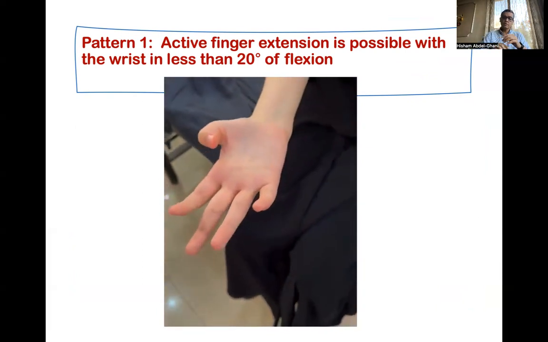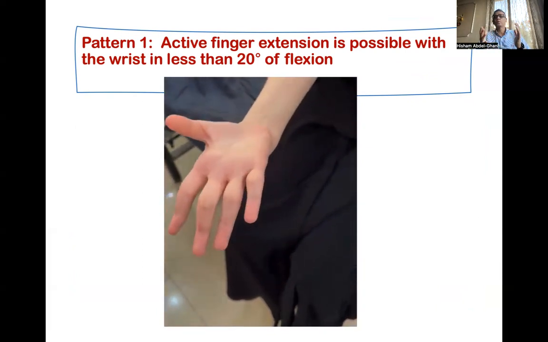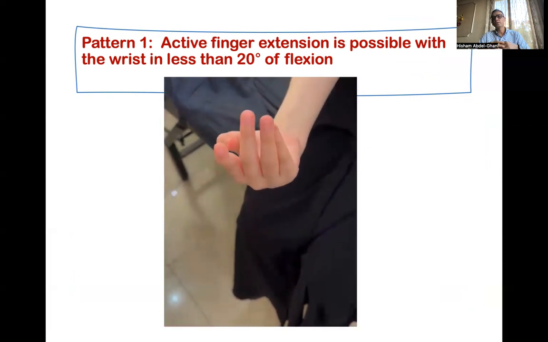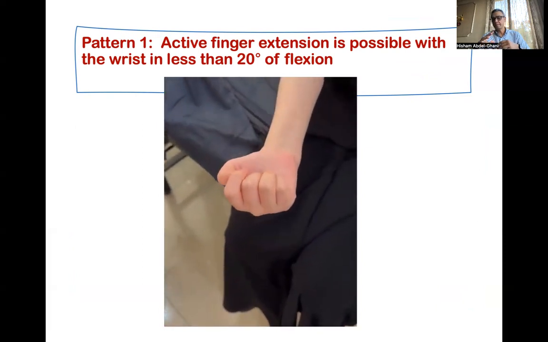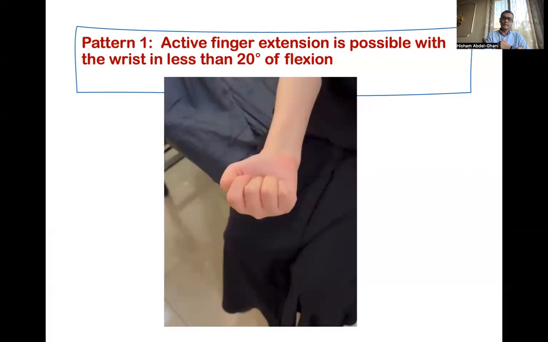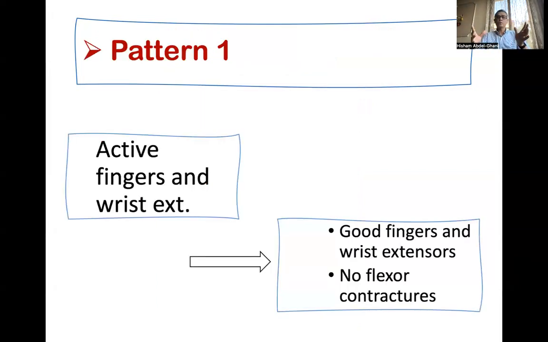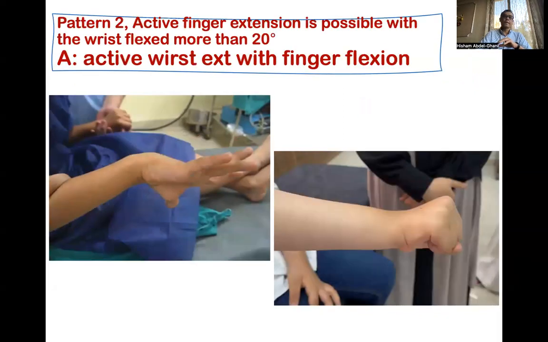And this means, like this girl, she can do full extension and she doesn't need to flex the wrist more than 20 degrees. And she can extend even more than 20 degrees. This is pattern one. And this pattern one means that the patient has good finger and wrist extensors. And there is no flexor contracture. There is no shortening of the long flexors of the fingers.